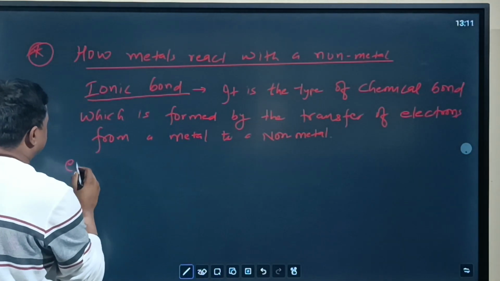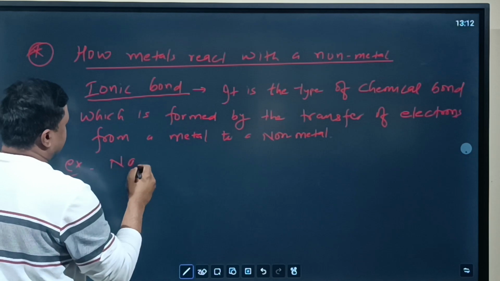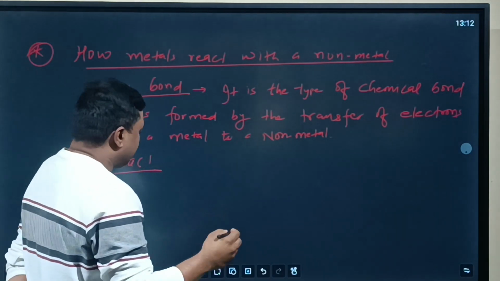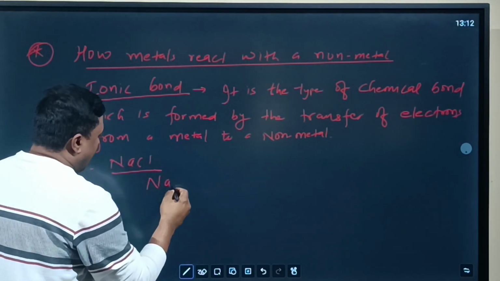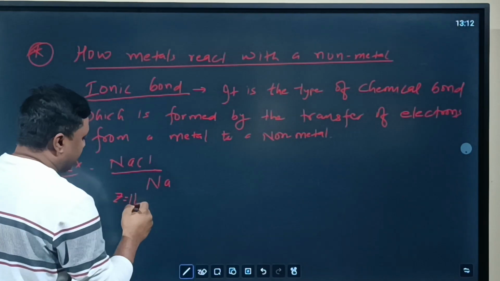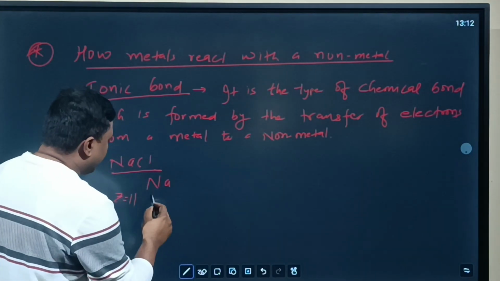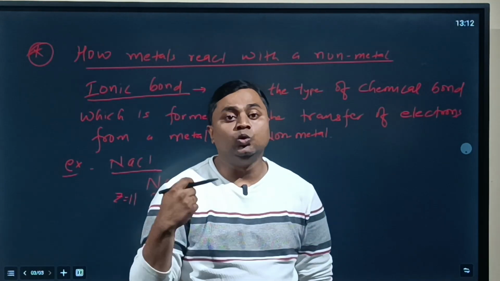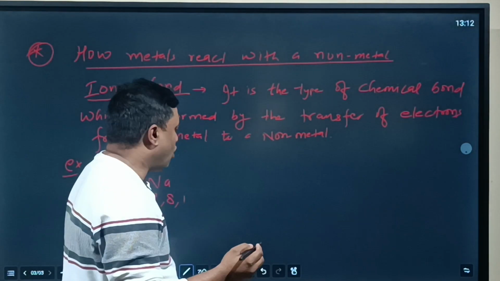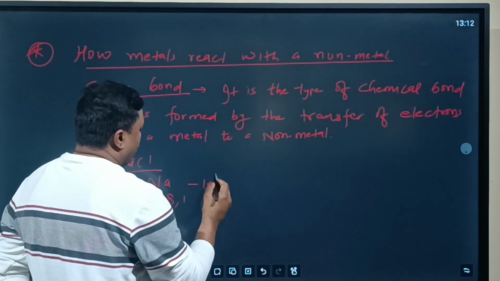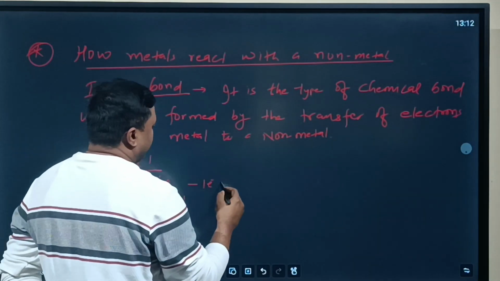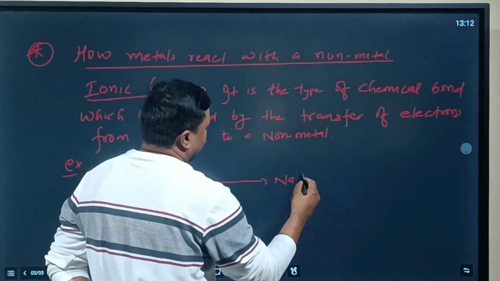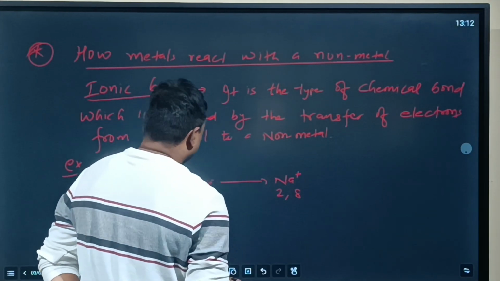Let's take one example, children. Sodium chloride, NaCl. Okay, see, so when we talk about sodium, atomic number of sodium is 11, right? So electronic configuration 2, 8, 1. To become stable, sodium needs to lose one electron to attain the octet rule. So sodium loses one electron, becomes Na plus, sodium ion, 2, 8.